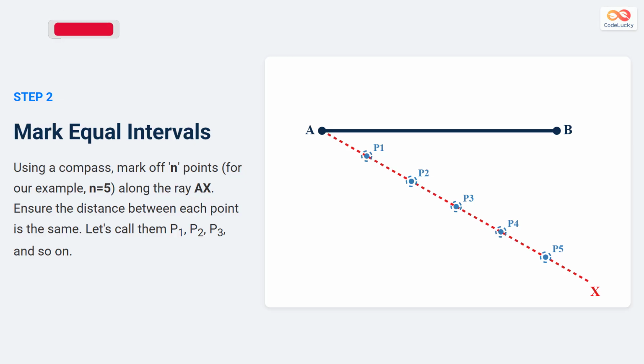Now, we need to choose how many equal parts we want to create. Let's say we want to divide our segment into 5 parts. We'll take a compass and mark 5 equally spaced points along our new ray, AX.